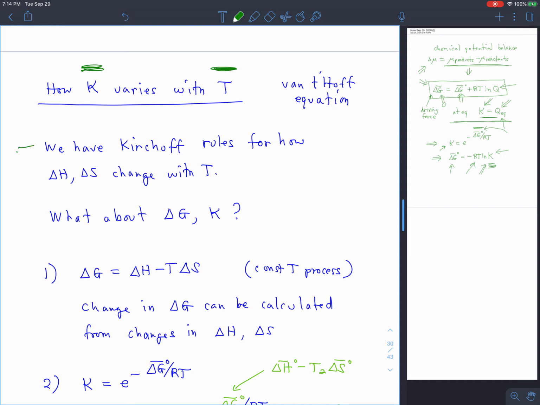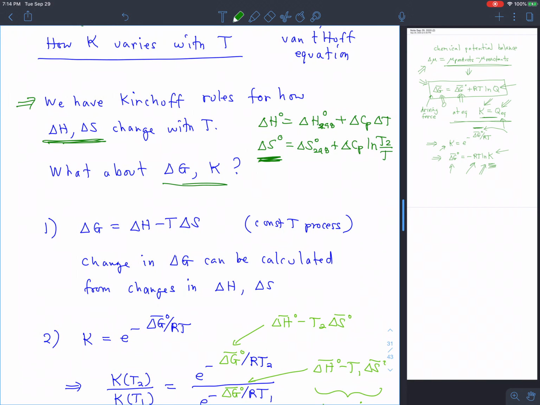Earlier we saw Kirchhoff's rules, right, to see how delta H and delta S change with temperature. Remember, delta H is equal to delta H at the table temperature, let's say 298. Usually these are standard state delta H's, plus delta Cp times delta T, and delta S is equal to delta S at 298 plus delta Cp log T2 over T1. Those are Kirchhoff's rules, and they give us a way to calculate changes in delta H and delta S when the temperature isn't the same as the table temperature.